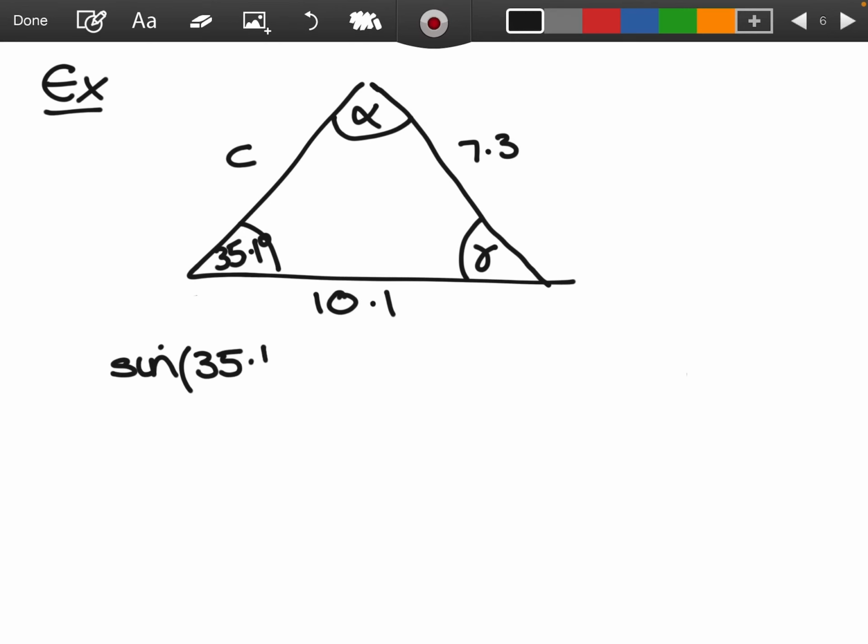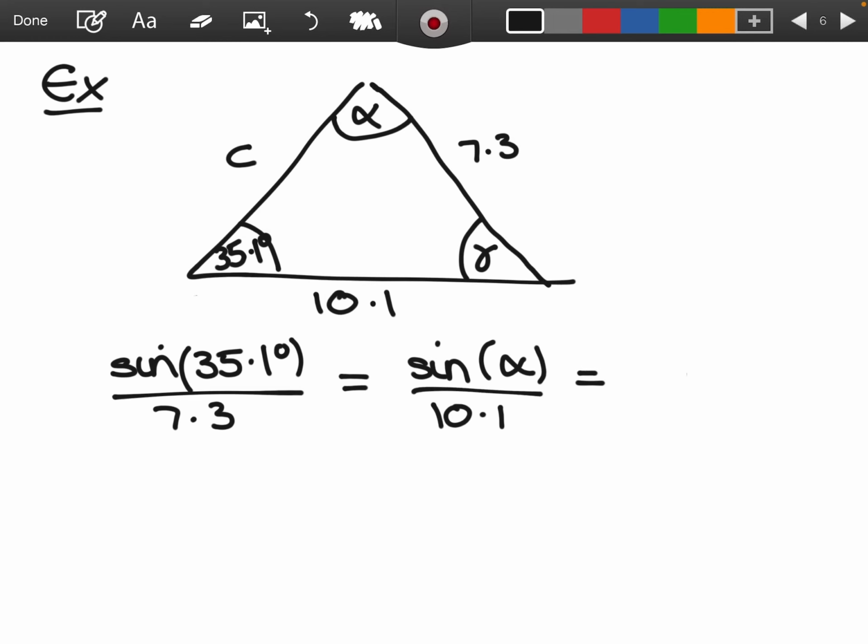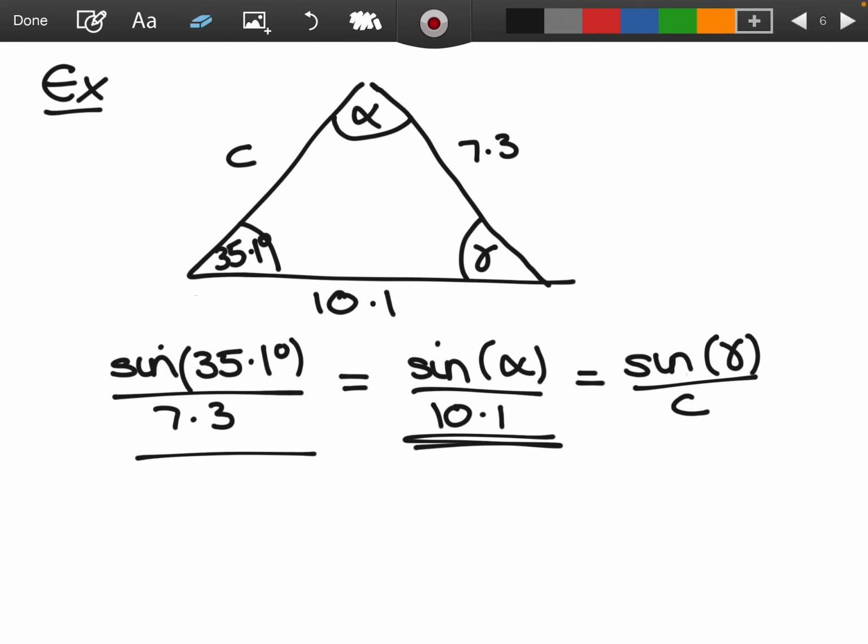So I know that sine of 35.1 degrees divided by 7.3 is going to equal sine of alpha over 10.1, which is going to equal sine of gamma over C. Okay. So I have all of my information in my first fraction. In my second fraction, I need to find alpha, and I don't know gamma or C in my third fraction. So let's go ahead and solve for alpha in this second fraction. We're going to use this first fraction and set them equal like we have here and go ahead and solve.